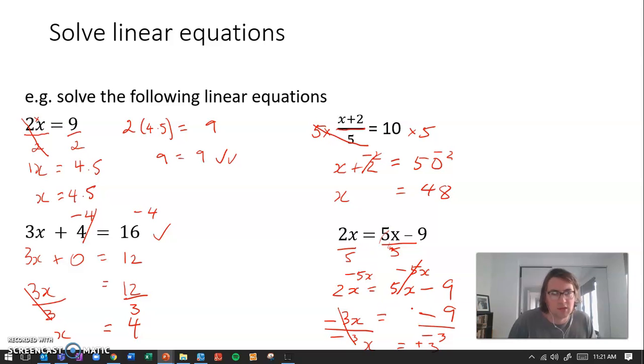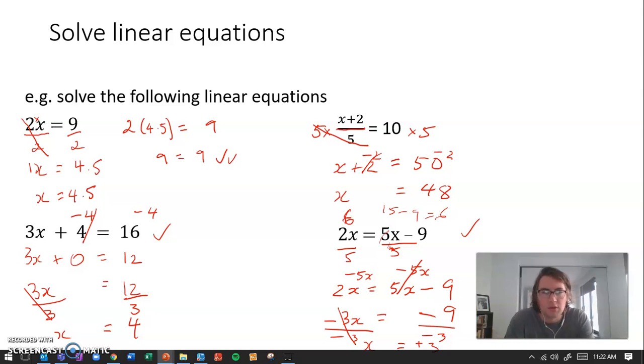And you could test that. You could put in positive 3. 2 times 3 is 6. 5 times positive 3 is 15. 15 minus 9 is 6. So 6 is equal to 6. That's the correct answer.